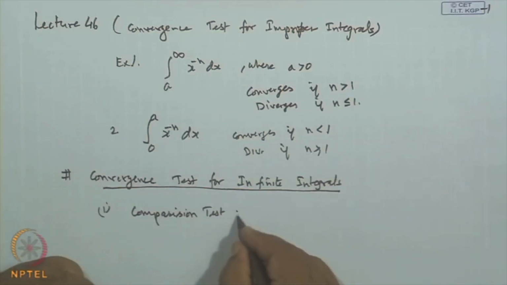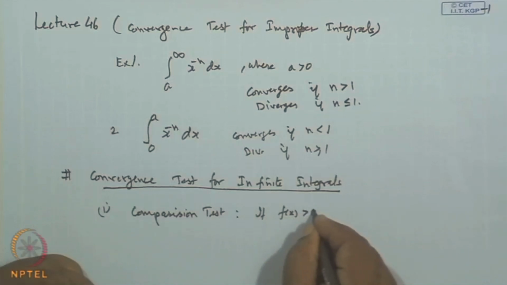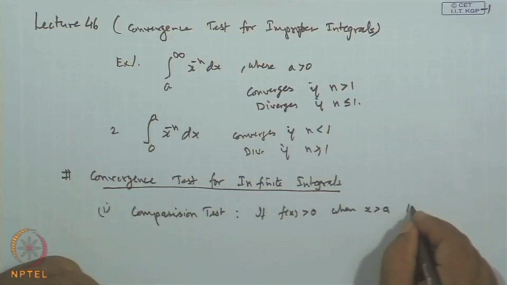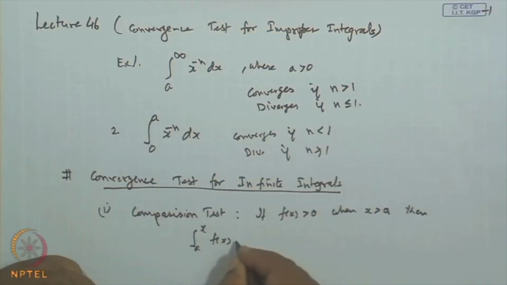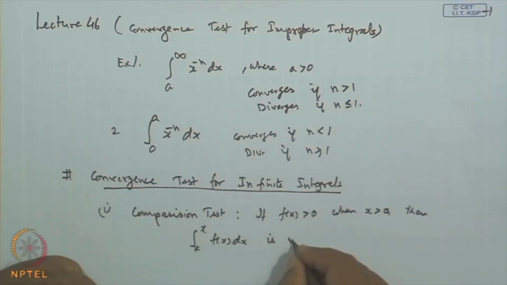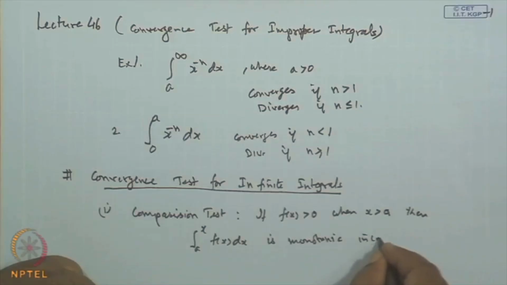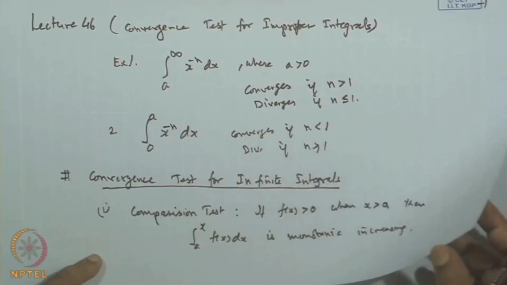The comparison test says, we know if f(x) is greater than 0 when x is greater than a, then the integral from a to x of f(x) dx is monotonic increasing. It means when x increases, the corresponding value of this integral will increase. Therefore, if we say that this integral converges, this gives an idea.